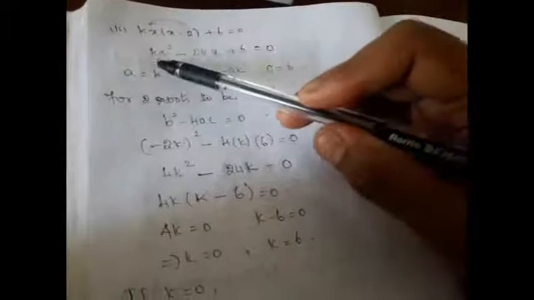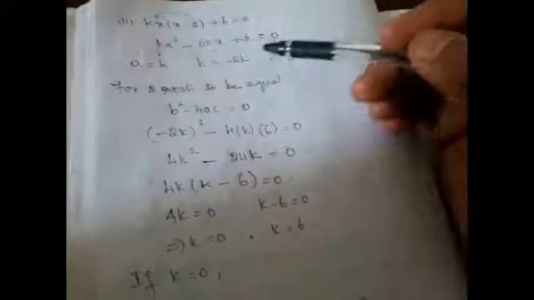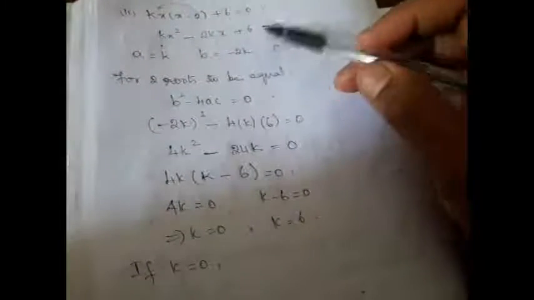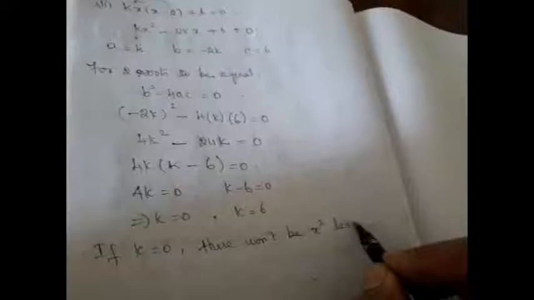But if k equal to 0, what will happen? If k becomes 0, the entire x square term will become 0 and even x term will become 0. Then we will be left with only 6, right? So if k equal to 0, there won't be an x square term at all. So therefore it won't become a quadratic equation at all. Therefore k should be equal to 6. Therefore the value of k is 6.